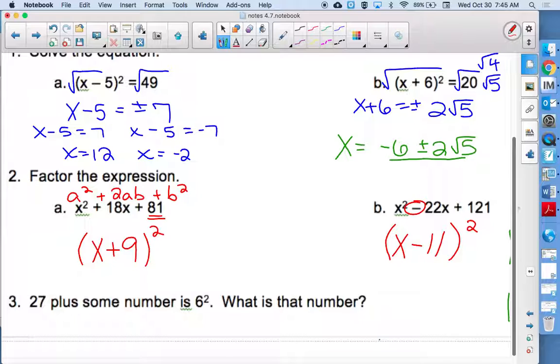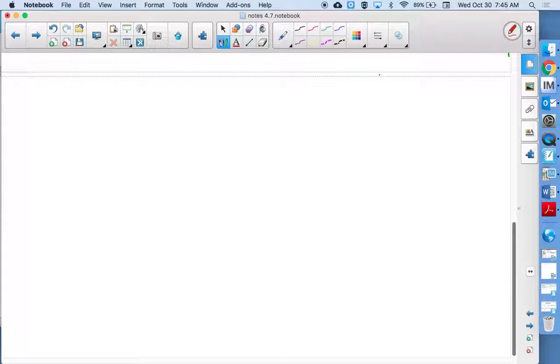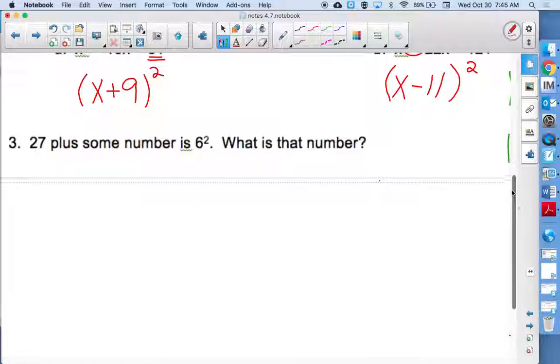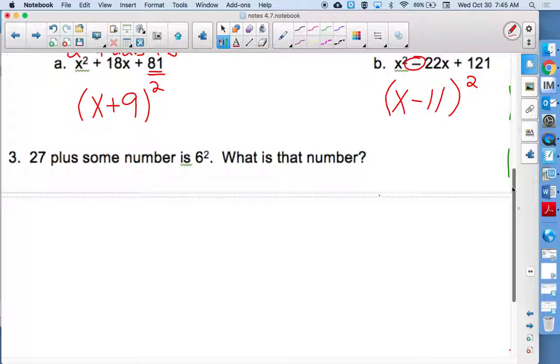The last question just says 27 plus some number is 6 squared. What would your number be? Jack? 9. Why 9? Because 36 plus 27 is 9. Yeah, so 6 squared we know is 36. If you work the opposite and subtract the 27, that number would be 9. So 9 plus 27 is 6 squared.